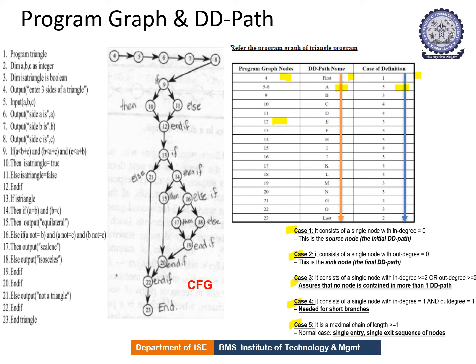Let's consider another. Node number 12 we have named E, and if you see case definition 3, this is very important. It consists of a single node with in-degree greater than or equal to 2 or out-degree greater than or equal to 2. You just go to the 12th node. Where is the 12th node? Here. If you see, the in-degree is greater than or equal to 2 and the out-degree is greater than or equal to 2, so this condition falls under the third case of the definition. To derive the DD paths, we should follow these 5 cases.